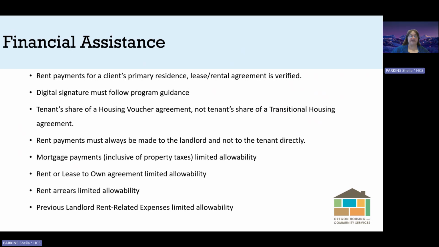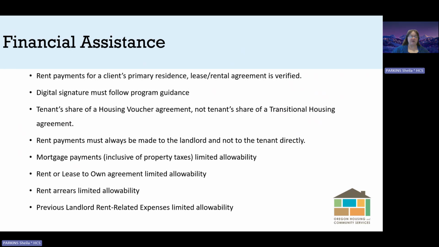Additionally, a rent or lease to own agreement may be allowable. However, there must be documentation of the agreement, and it must identify how much of the monthly payment is for rent and how much is for the equity or interest or tax payment. Unlike a mortgage payment, OHCS will not pay the portion related to the purchase in a rent or lease to own agreement, as there is no guarantee that a purchase would occur and would be considered asset building. However, OHCS could pay the rent portion of the agreement to avoid eviction.